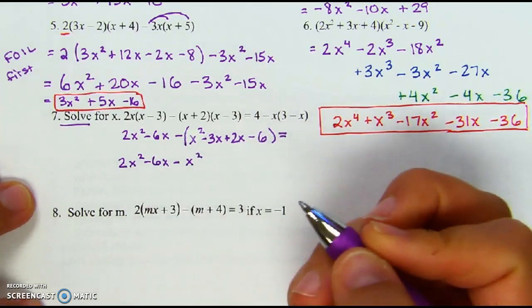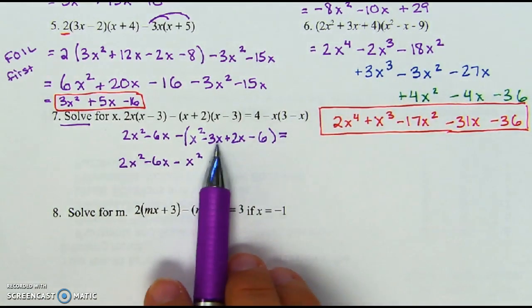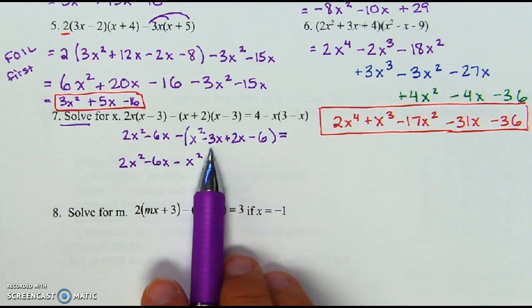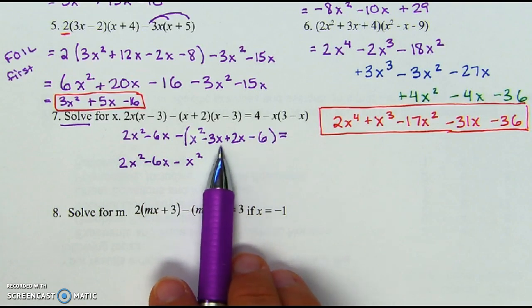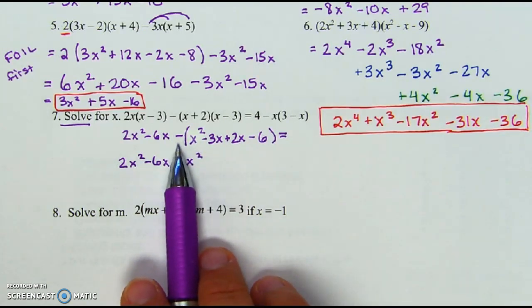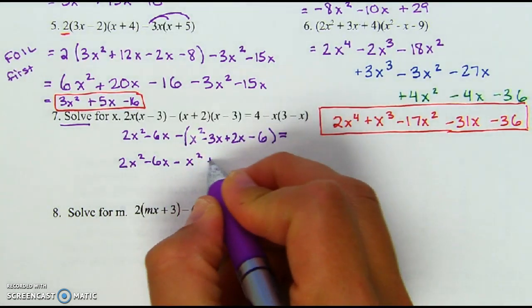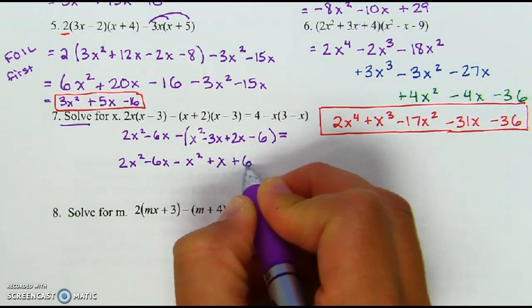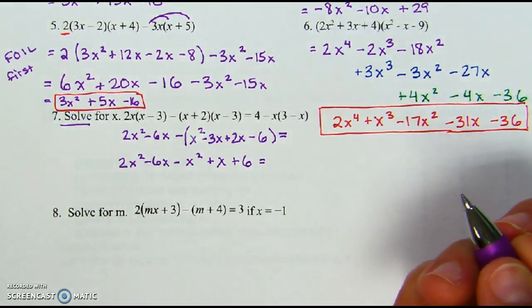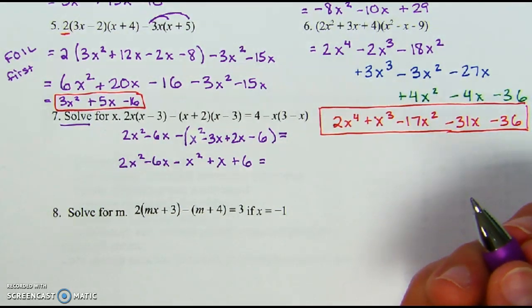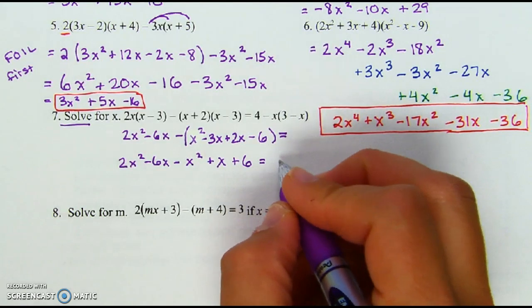Ooh, we get to do our fun little trick here. So this was -3 plus 2. -3 plus 2 is negative x, but we're going to distribute that negative. So a negative times a negative is a positive x. Yeah? We're doing okay? All right, what's going on over here?